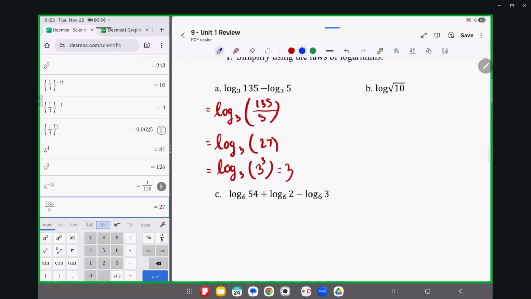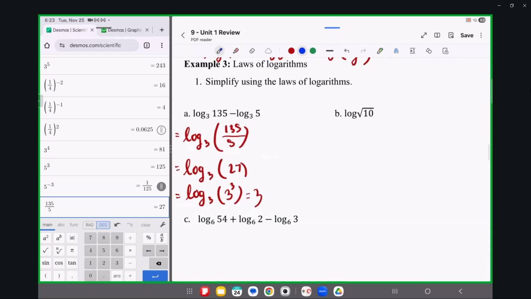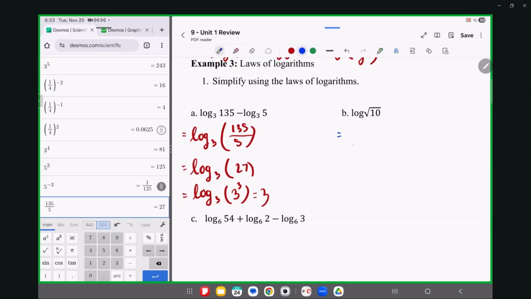Okay, what about letter B? Well, we have the log of the square root of 10. Okay, so we can write this as log of 10 to the power of 1/2. And from here, we already know the answer should be a half, but the question stipulated that we use the law of logarithms. So we're going to bring down the 1/2. So this will be 1/2 times the log of 10. Log of 10 is equal to 1. So you end up with 1/2 multiplied by 1, which is merely 1 over 2.